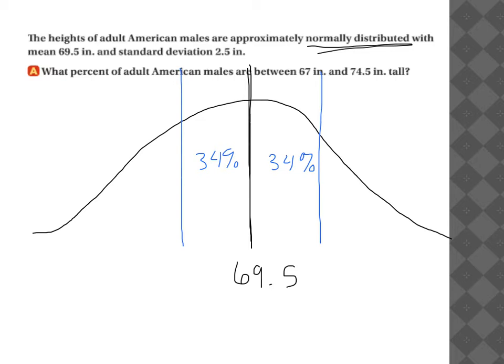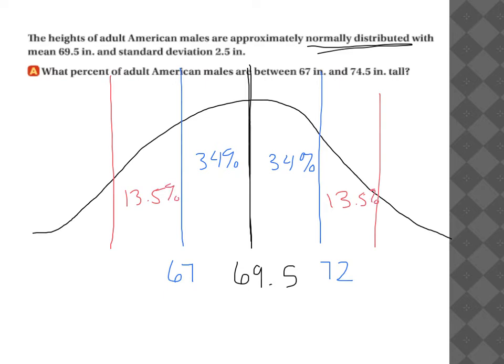So if I subtract 2.5 on the left-hand side, that's going to give me 67 inches. If I add 2.5, that's going to give me 72 inches. Now the next section in a normally distributed curve is going to be 13.5 in between these two sections. And again, that's within another standard deviation. So I have to subtract 2.5 again, so 64.5, and add 2.5 again, so 74.5.